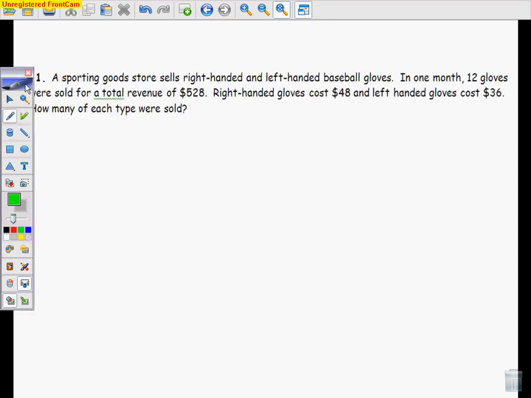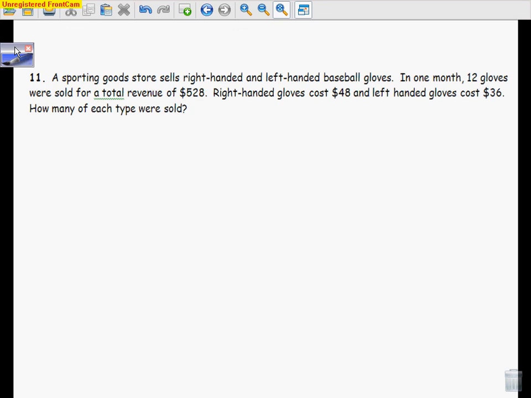Next, I believe this is the last one for this chapter. Number 11, a sporting goods store sells right-handed and left-handed baseball gloves. In 1 month, 12 gloves were sold for a total revenue of $528. Right-handed gloves cost $48 and left-handed gloves cost $36. How many of each type were sold?